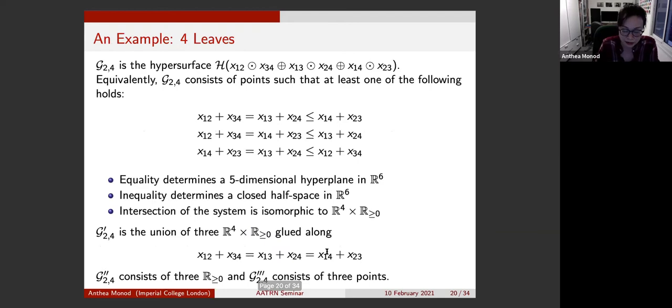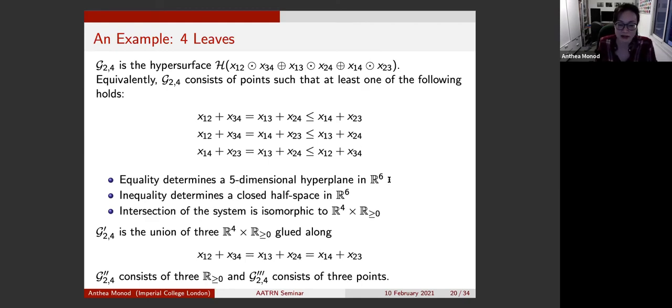Here, let's look at an example with four leaves. For four leaves, G24 is this tropical hypersurface. Equivalently, it consists of points such that at least one of the following systems holds. We have these three equations right here. Note that if you are looking at equality, then you get a five-dimensional hyperplane in R^6. If you're looking at inequality, you get a closed half space in R^6.